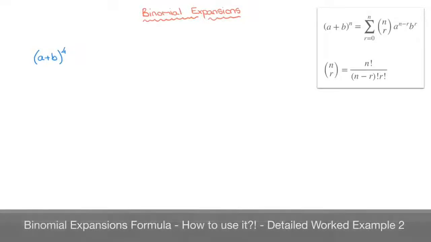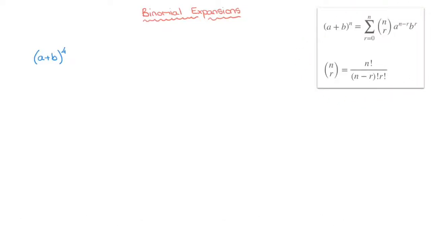We now see a second example in which we write all of the terms in the expansion of a plus b raised to the power of 4 using the binomial expansions formula that we have in the upper right-hand corner of the screen here. Just as in the previous tutorial, the first thing we're going to do is compare this a plus b raised to the power of 4 to a plus b raised to the power of n.